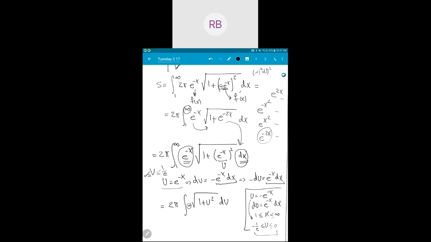Yeah, you can sort of say cancel, but think about it. What's the equivalent for e to the negative x times dx? It's negative du, right? Mm-hmm. So I'm going to put those two together and replace them with negative du. Okay. Yep. Anything else, guys?